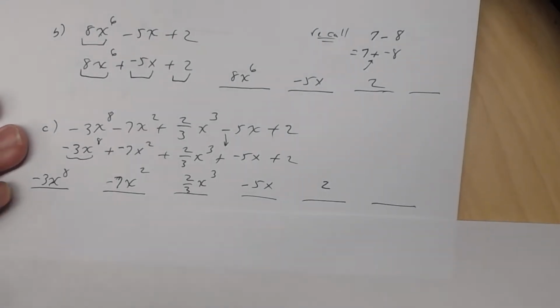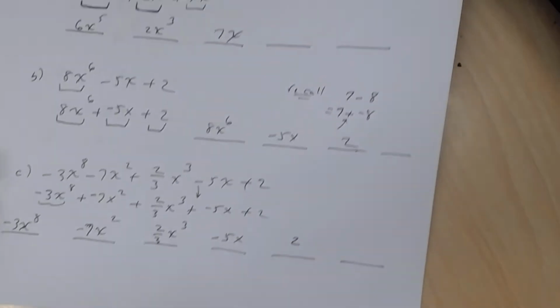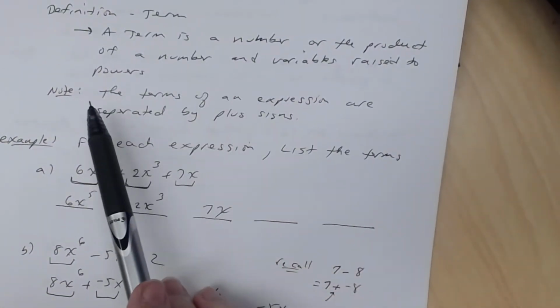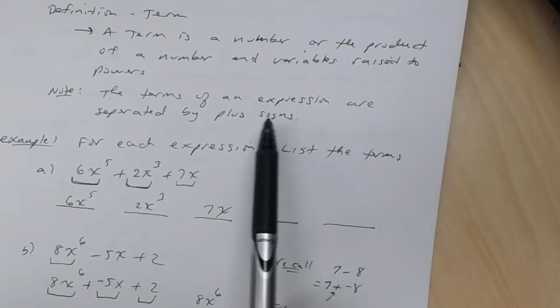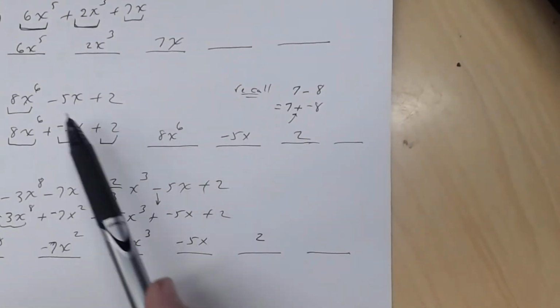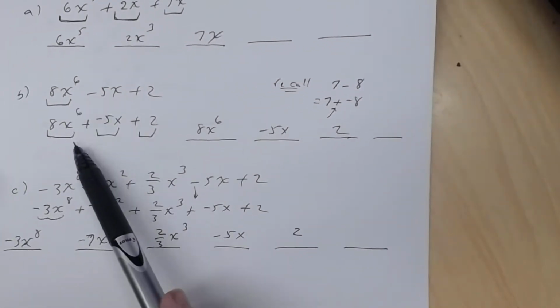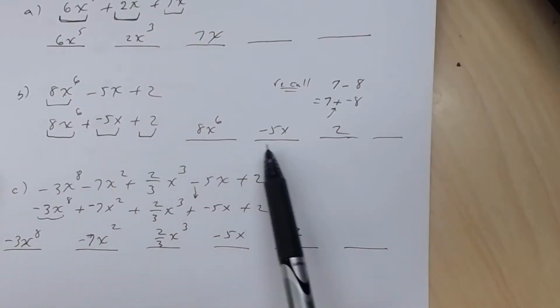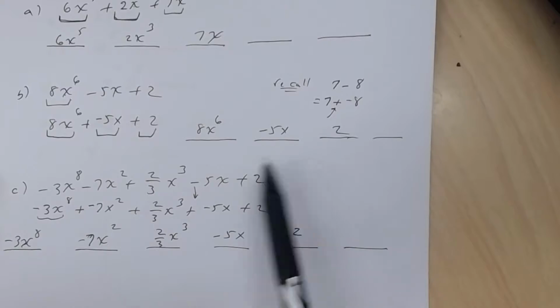All right, so that was example 1. In example 1, you first had to know the definition of a term, and you had to know that terms are separated by the addition symbol. Whenever you have a subtraction symbol, you need to change it to an addition symbol. Then you just list the terms. Some terms are positive, some terms are negative. Okay, now let's look at the next part.